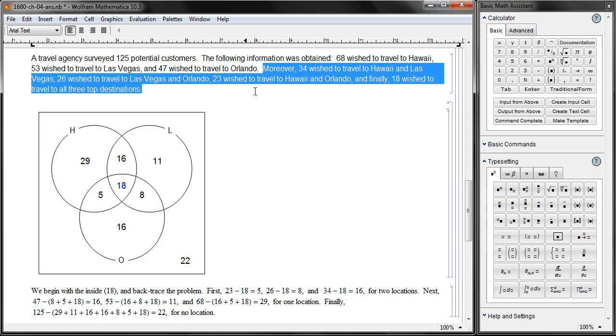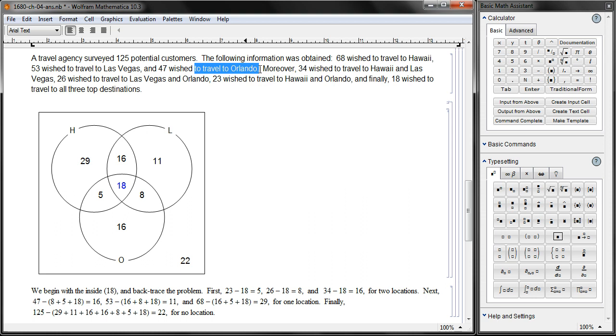Now let's further backtrace the problem. Let's consider Orlando. 47 wish to travel to Orlando, and that corresponds to this entire circle. 47 goes to this entire circle, and 5, 18, and 8 are already there. So subtracting these numbers that are already there from 47, we have 16. That's how you get 16 here.